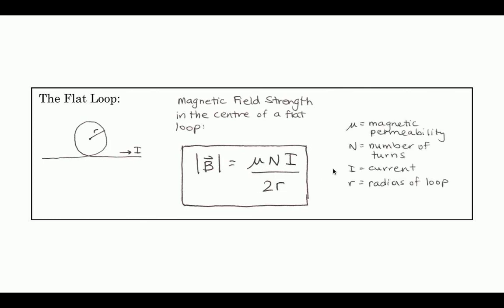The unknowns here: mu is again the magnetic permeability. N is the number of turns of this wire. So let's say I coiled this wire 5 times, then n would be 5. I is, of course, the current going through the wire, and in 2r, r is the radius of the loop. To find the direction of this magnetic field, use right-hand rule number 2.